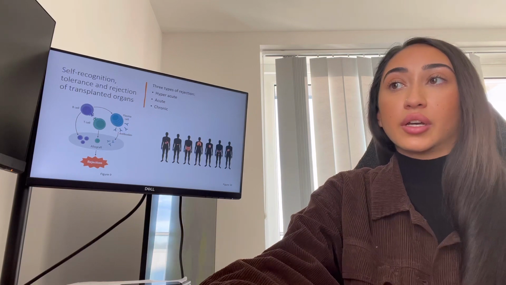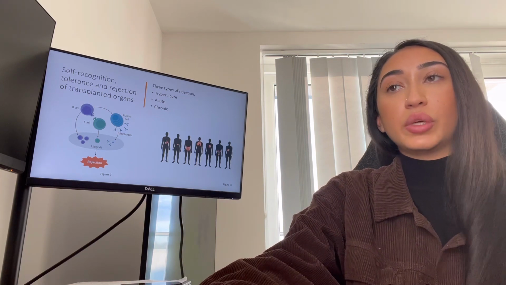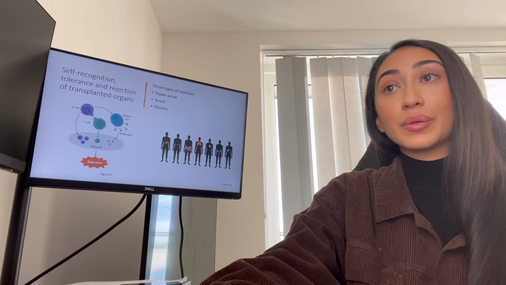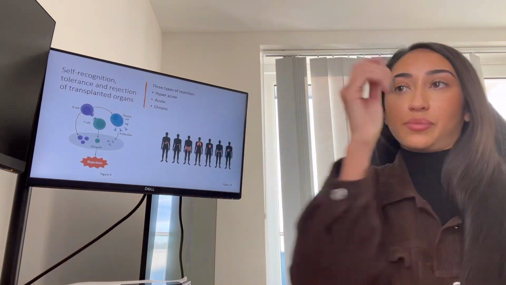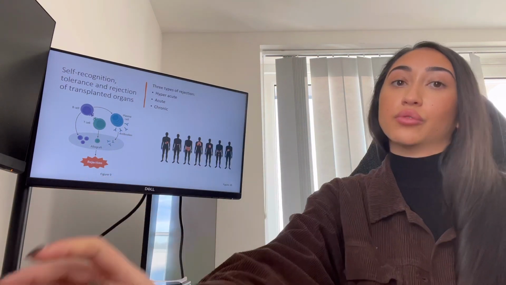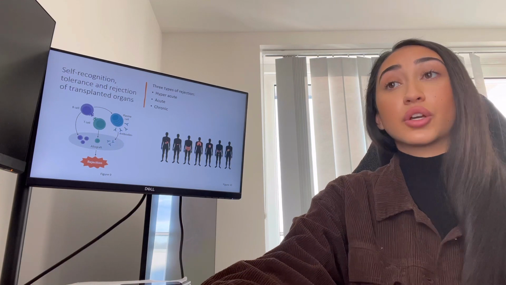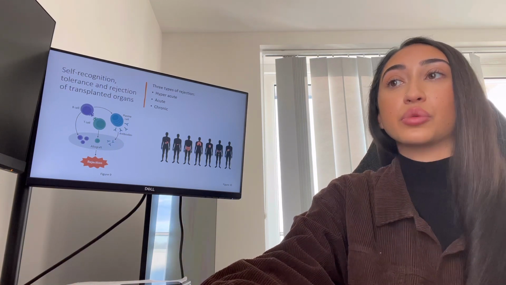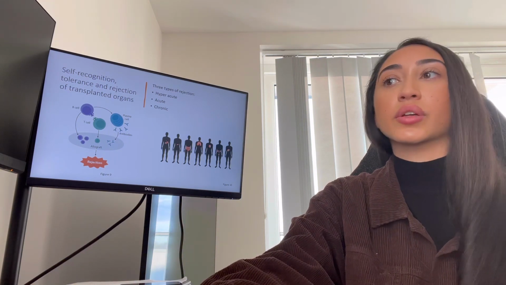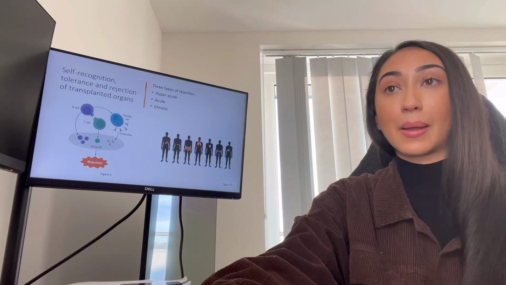Acute rejection can occur at any point from week 1 to 3 months after, and it is common for all recipients to have some amount of acute rejection. Chronic rejection is where the body will slowly damage the transplanted organ, taking place over many years.